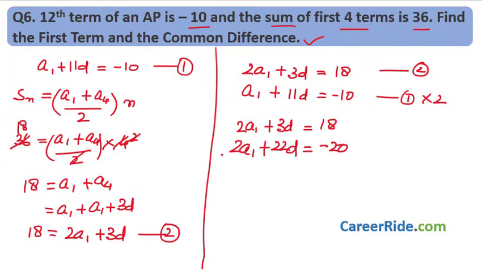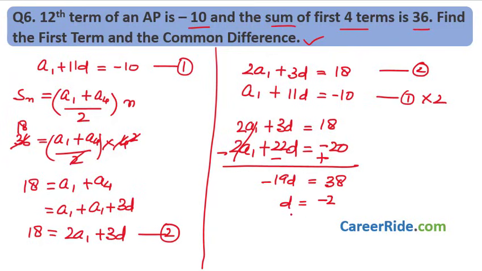And now can I subtract 1 from 2? Let me try to do that. This becomes minus 19D is equal to what? It becomes equal to 38. So D is equal to nothing but minus 2. The value of D I have received here.